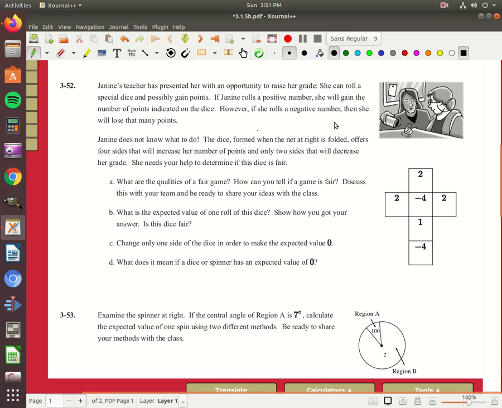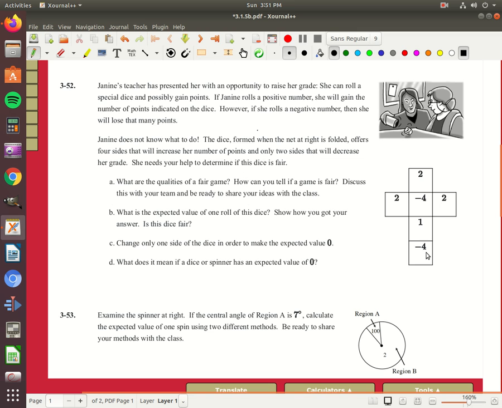However, if she rolls a negative number, then she will lose that many points. It's unlikely your teacher would ever put you in this position. Anyways, Janine doesn't know what to do. The dice formed when the net is folded offers 4 sides that will increase her number of points and only 2 sides that decrease her grade. She needs your help to determine if this dice is fair.